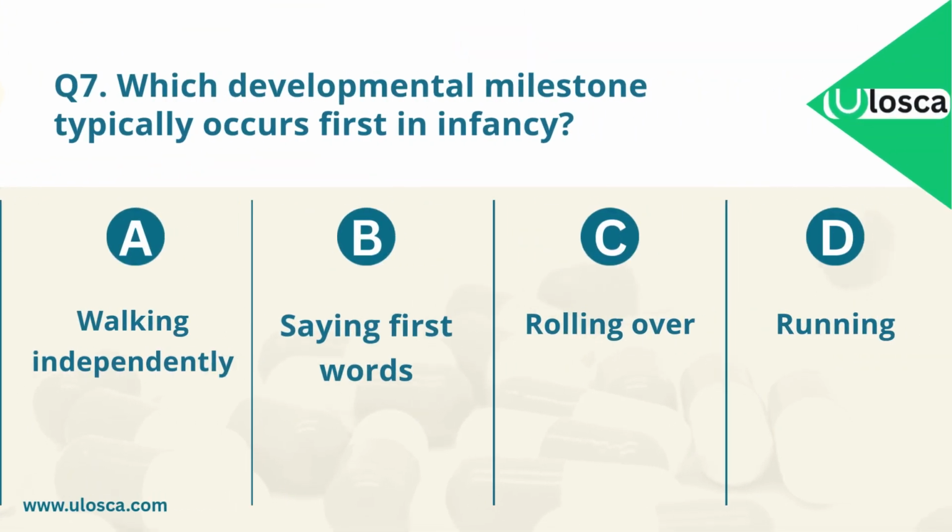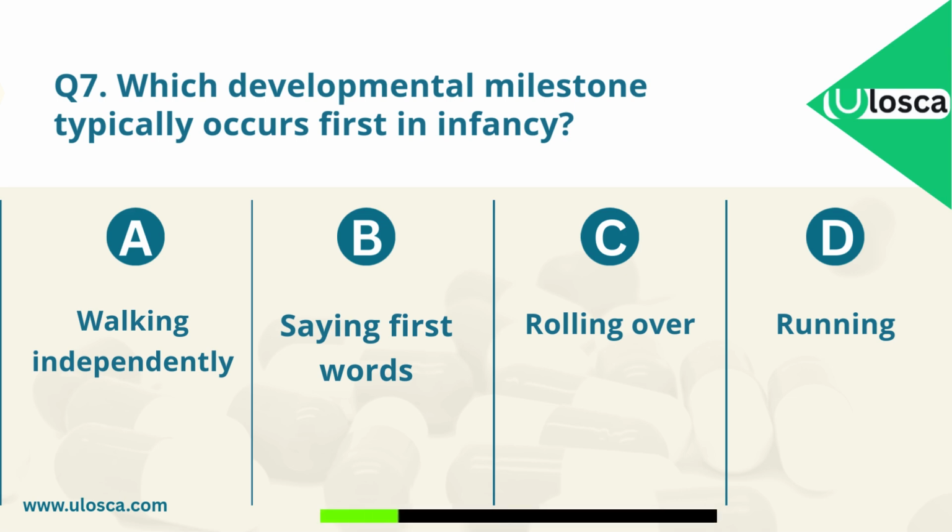Question 7. Which developmental milestone typically occurs first in infancy? A. Walking independently. B. Saying first words. C. Rolling over. D. Running. Which one is the correct answer?